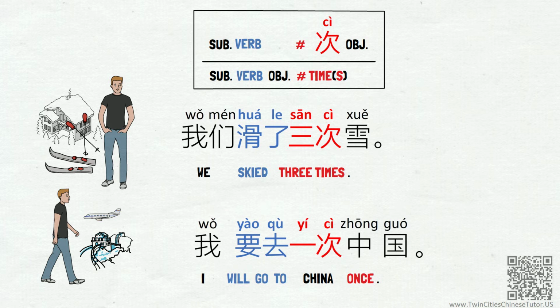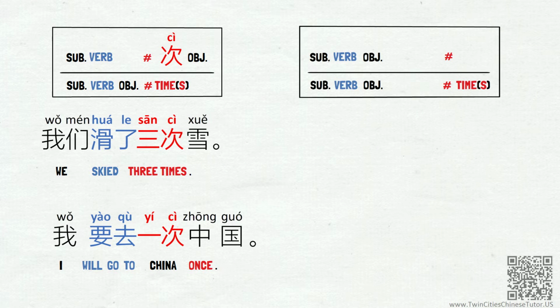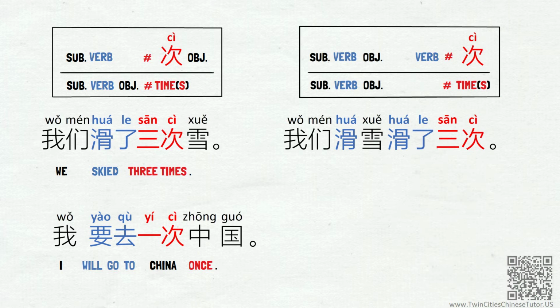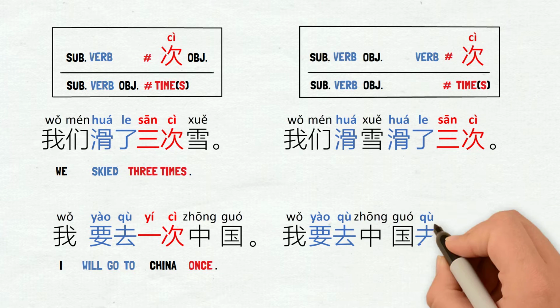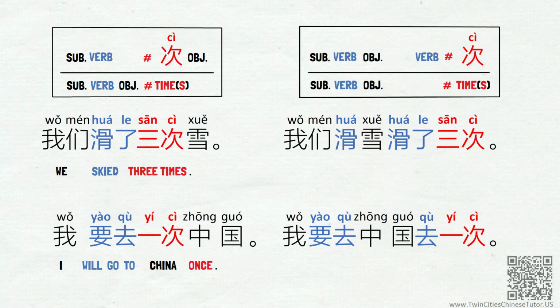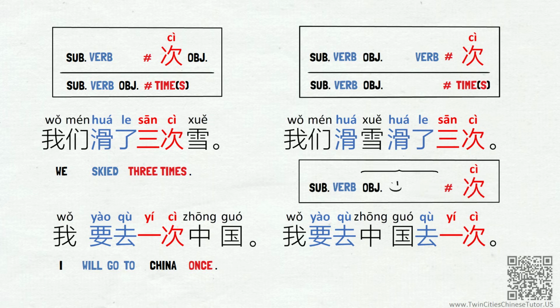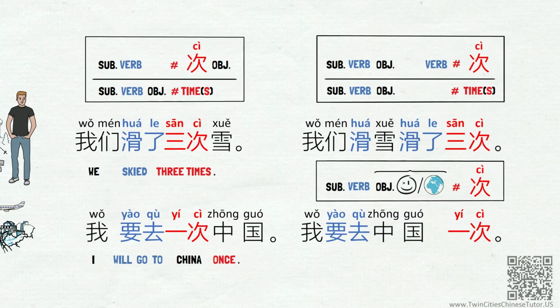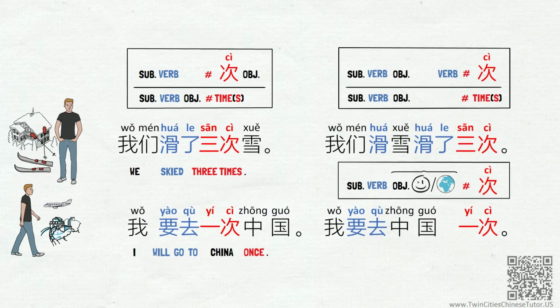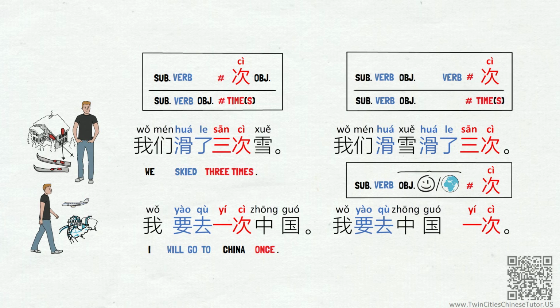One variation of this pattern is to move 次 to the end of the sentence, but by doing that, we need to repeat the verb after the object. So, the sentences we saw can be rephrased as 这个月我们滑雪滑了3次，下个月我要去中国去一次. However, in actual practice, when the object here is people or places, we Chinese usually prefer to not repeat the verb. So it's more authentic to build the second sentence as 下个月我要去中国一次. Odd, right? I know. The exception really complicates things a bit.